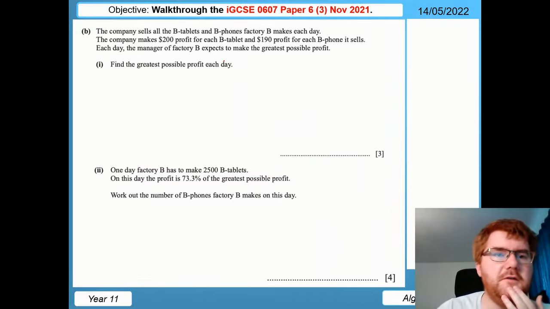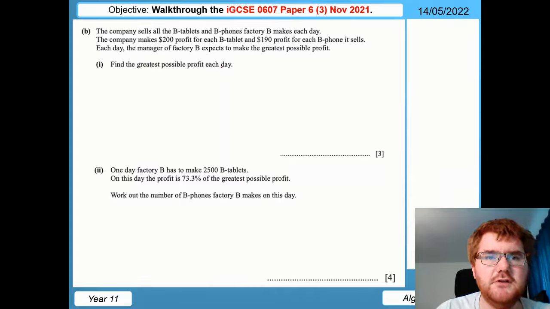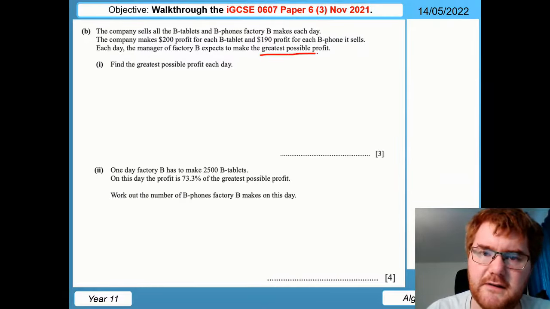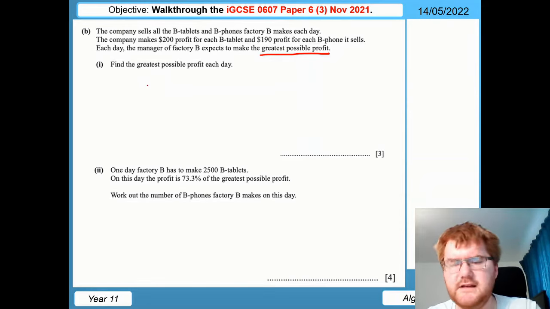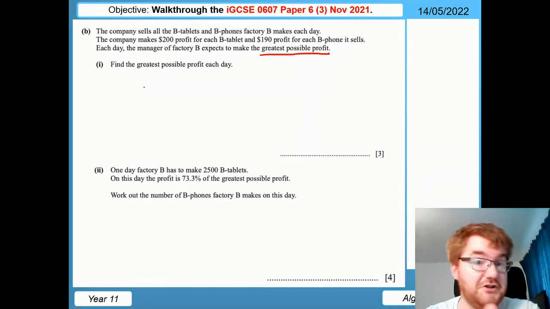Okay, and now we're moving on to a little bit more tricky question here. So the company sells all the tablets and phones that are produced. The company makes $200 profit for each B tablet and $190 for each B phone it sells. And each day, the manager of Factory B expects to make the greatest possible profit. So very similar to the previous question. And then find that greatest possible profit each day. So this is a bit trickier because we're not told, okay, how much that is going to be.